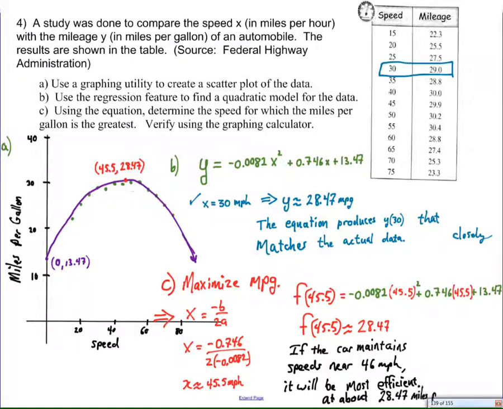So in answers to questions B and C, I write down the equation and I test its validity. In part C, I write down the equation, I answer the question in context, and I show where the solution is on the graph to show that it truly is the highest point.